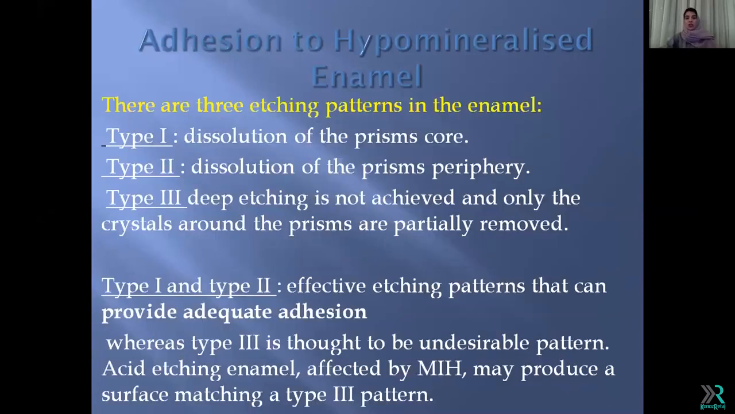And after etching, usually there are three etching patterns in the enamel. Type 1 results in dissolution of the prism core. Type 2, dissolution of the prism periphery. Type 3, deep etching is not achieved and only the crystals around the prism are partially removed.